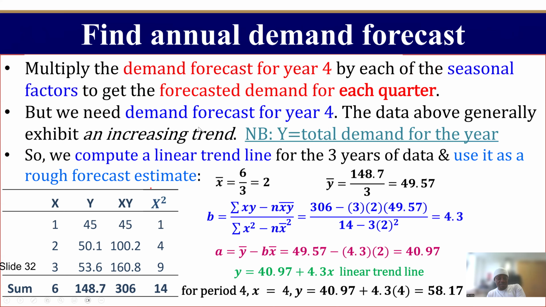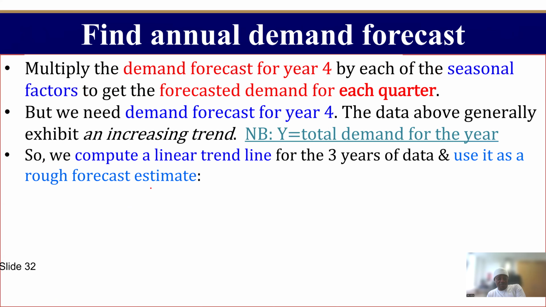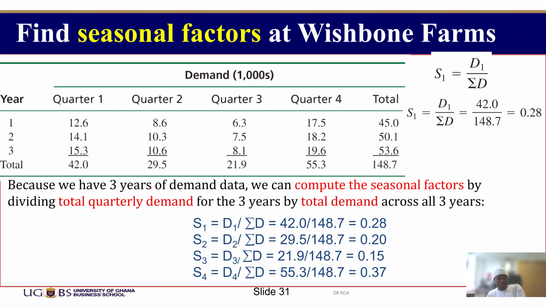Where is the actual demand? Let me show you. There you go. If you take the actual demand for year three, you have 15.3 and the last one is 19.6. The forecast we have is 21 point something, so it's bigger than all of them. I'm taking the third year because it seems to be the best. It's 15.3 for quarter one, and 19.6 for quarter four.